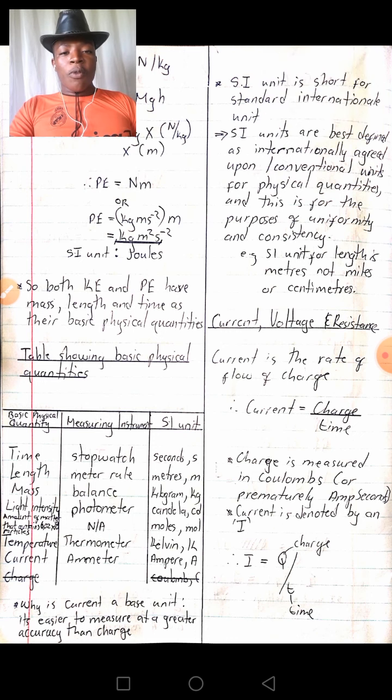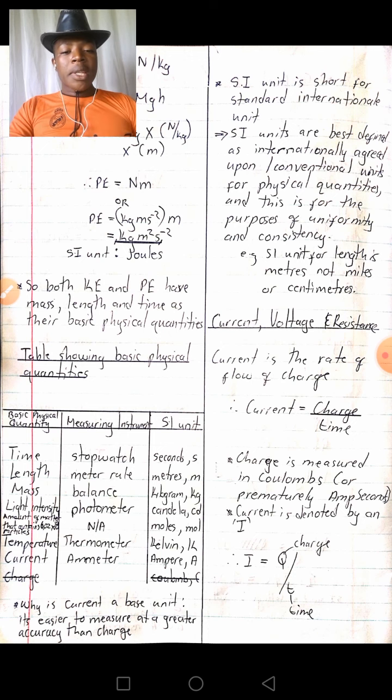Now, SI unit is short for Standard International Unit. SI units are best defined as internationally agreed upon or conventional units for physical quantities, and this is for the purposes of uniformity and consistency. E.g., the SI unit for length is meters, not miles or centimeters.